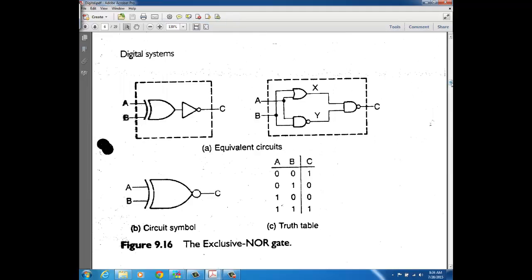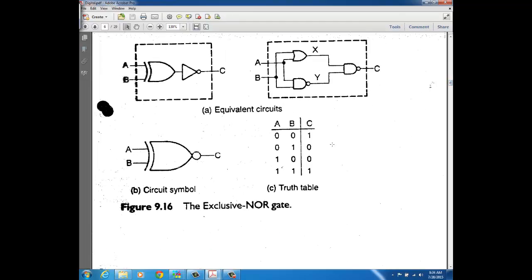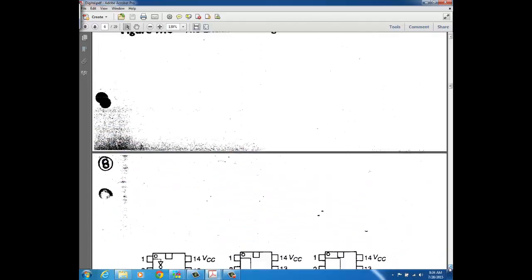Okay, so here's an exclusive NOR. If you compare the outputs of this exclusive NOR to the exclusive OR, you'll see that the output is opposite. So here you'll get a 1 when the inputs are the same and a 0 when the inputs are different. And then here's the circuit that you need in order to build an exclusive NOR, and it takes 7 transistors: 2, 2, and 3. Alright, so those are your logic gates.